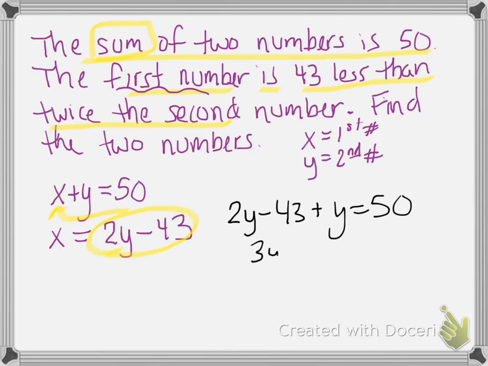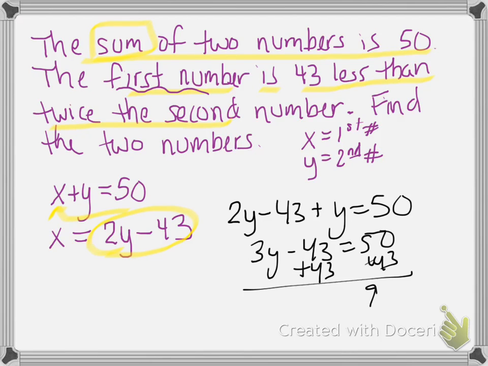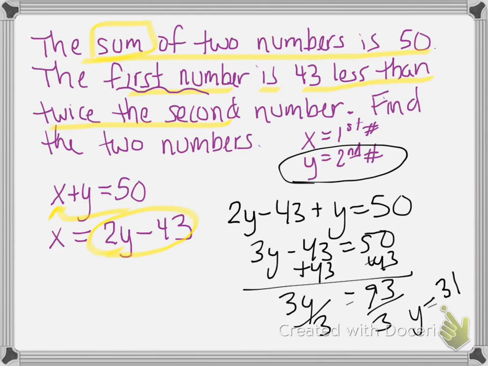Okay, so that's going to be 3y minus 43 equals 50. Add 43 to both sides. Divide by 3, and I get y equals 31. So I know that the second number is 31.